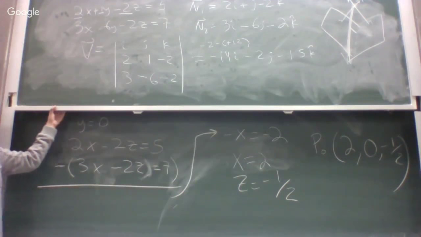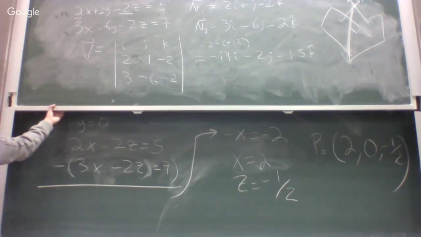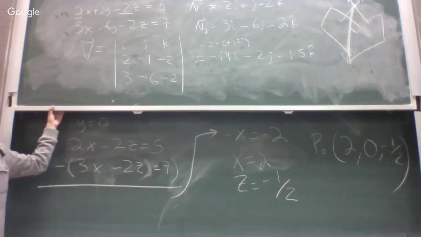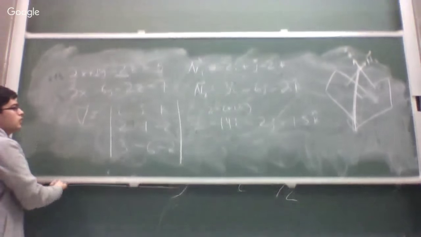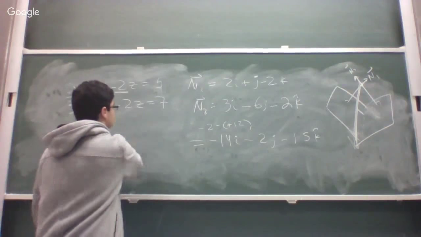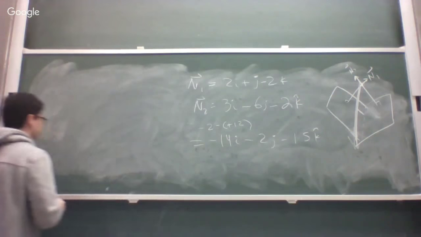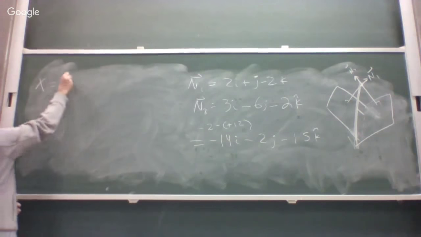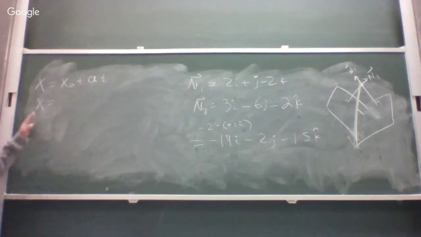What are the two things that an equation of a line consists of? X is equal to what? Yeah. So a point and a vector, a direction of the vector in that plane. So I will erase this. So x is equal to x naught plus at.